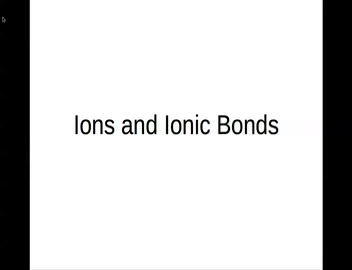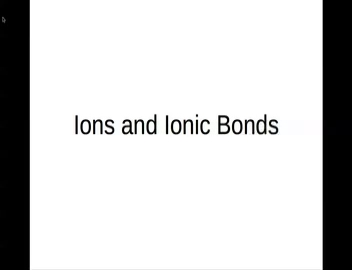Ions and ionic bonds. We have been discussing the structure of the atom and the structure of the periodic table. We will now begin to see how atomic structure relates to the formation of compounds by the formation of chemical bonds. We will begin by looking at ions and how they are formed, which then leads to the formation of ionic bonds.